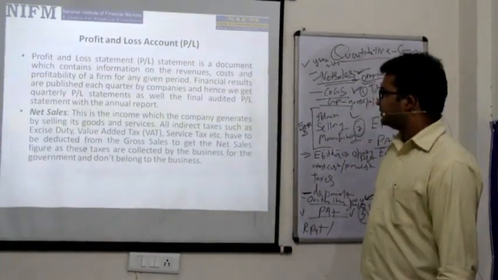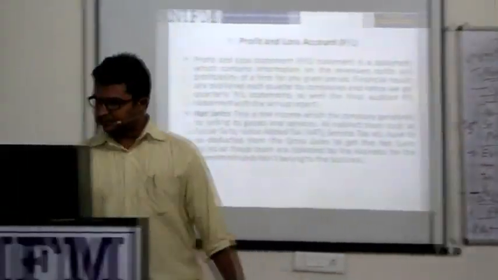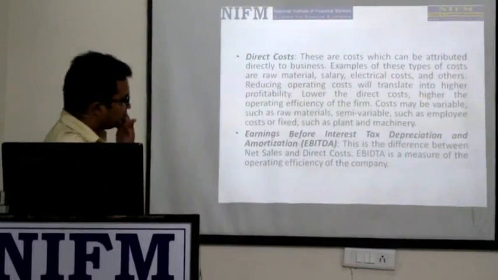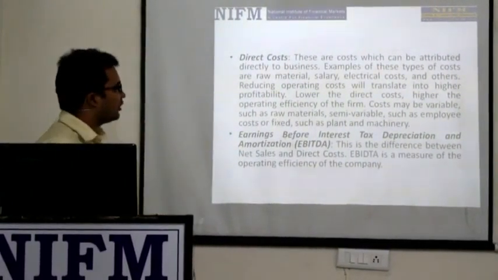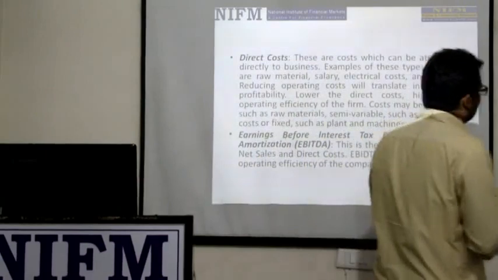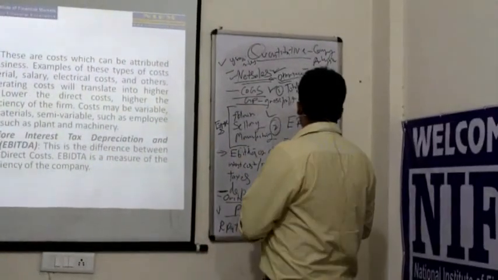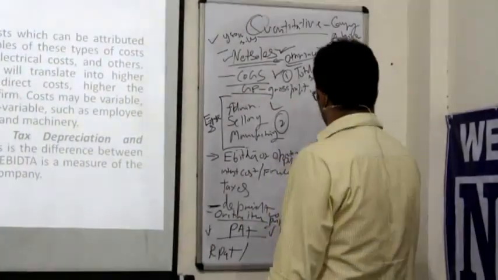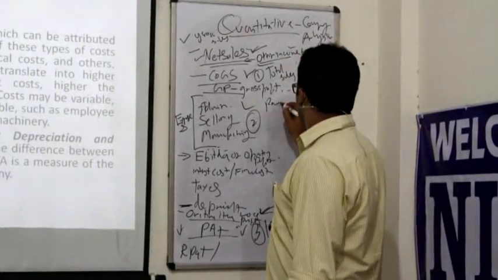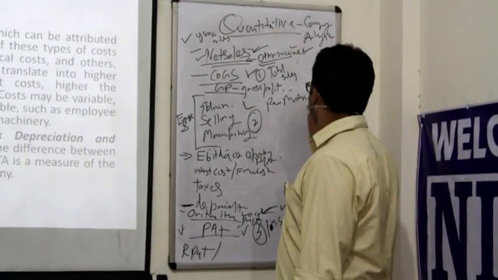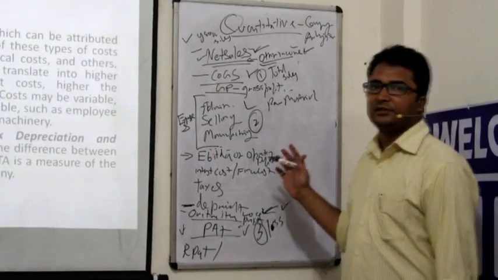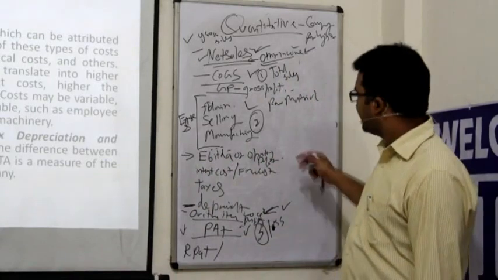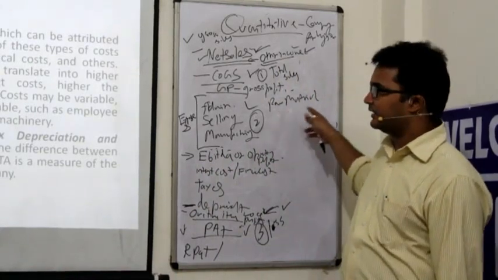So when we are talking about the income statement, the other major parameter to talk about is direct cost. These are the costs which can be attributed directly to the business. Examples of this type of cost are raw materials. So when we are talking about the cost of the business, we are talking about the raw materials. As I have told before, for example, if the company is an aviation company, then we will be talking about the aviation fuel cost. If the company is a tire company, we are talking about the crude, which is again the raw material.